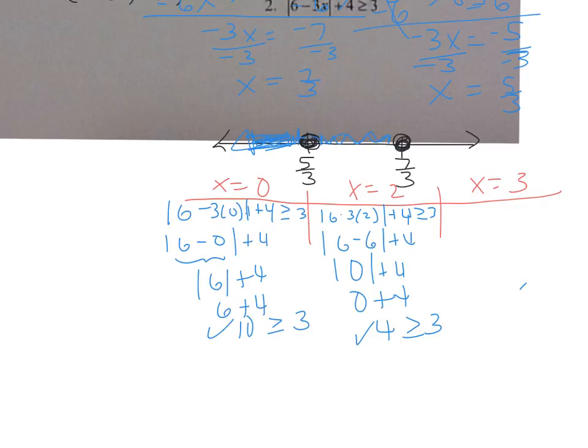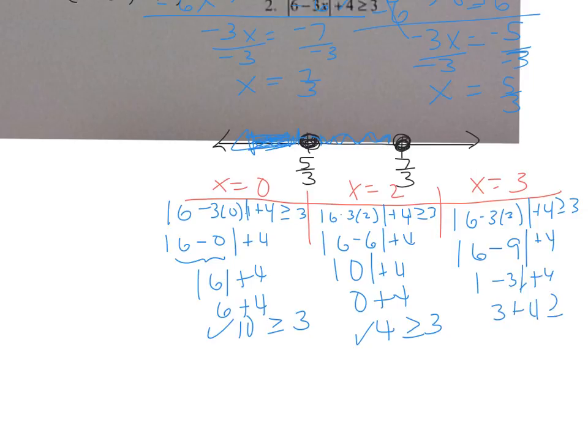And now I'm going to try 3. The absolute value of 6 minus 3 times 3 plus 4 is greater than or equal to 3. So that's 6 minus 9, which is negative 3. The absolute value of negative 3 is 3, plus 4. Is that greater than or equal to 3? 7 is greater than or equal to 3, so that's true. So I shade to the right.